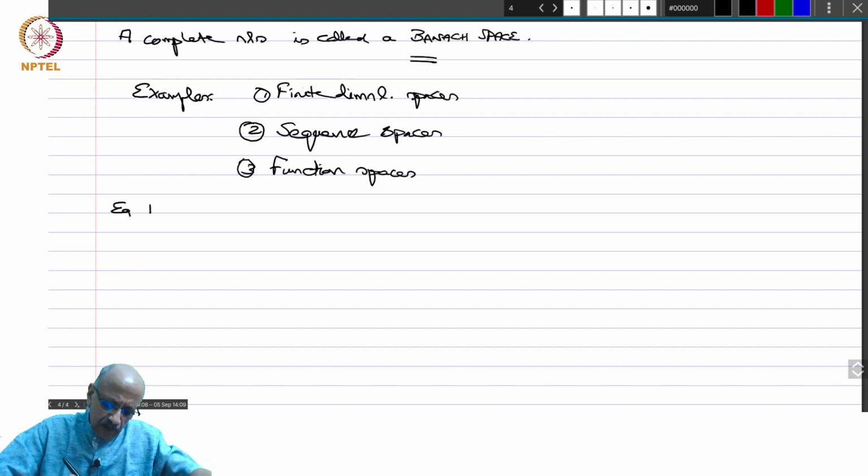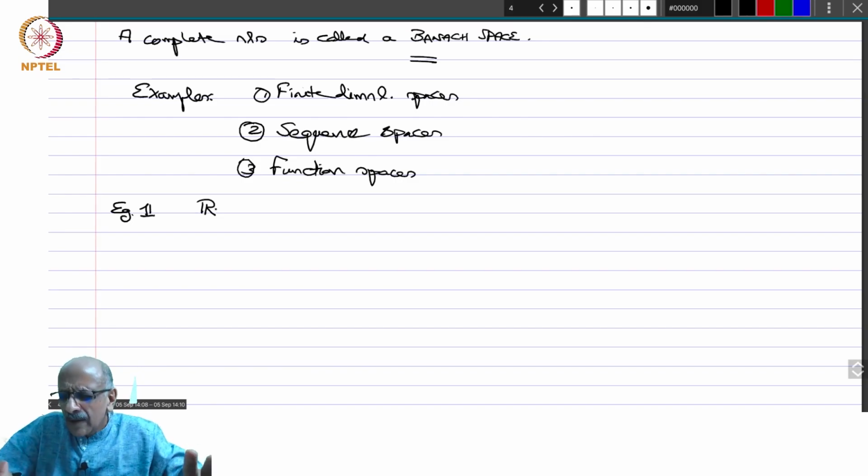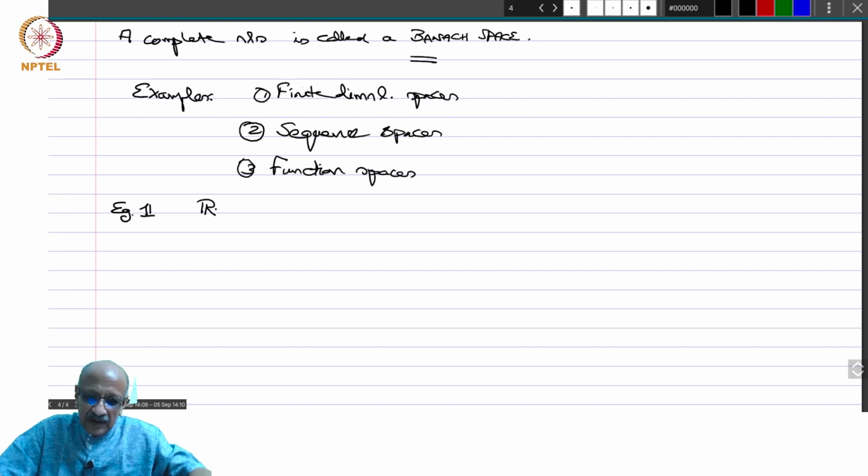So the first example. Let us just take R. Throughout, I am not going to say R or C, R or C. I will do the calculations for R, and you can easily check that the complex case is almost identical. In case there are some special changes to be made, I will then explain in that situation. So I will deal with real vector spaces for most of the time, and all those results will carry over to the complex case without problem.